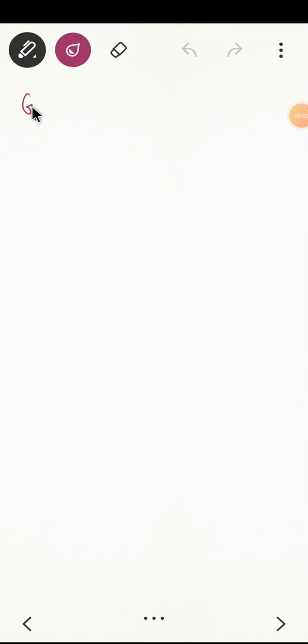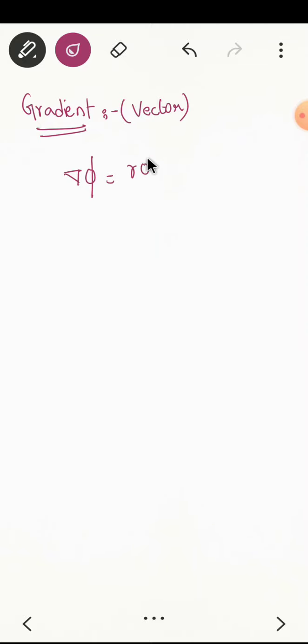Now let us start gradient, curl and divergence. First, gradient. Gradient can be written as, remember, gradient is a vector. That is, del phi can be written as dou phi by dou x into i plus dou phi by dou y into j plus dou phi by dou z into k.